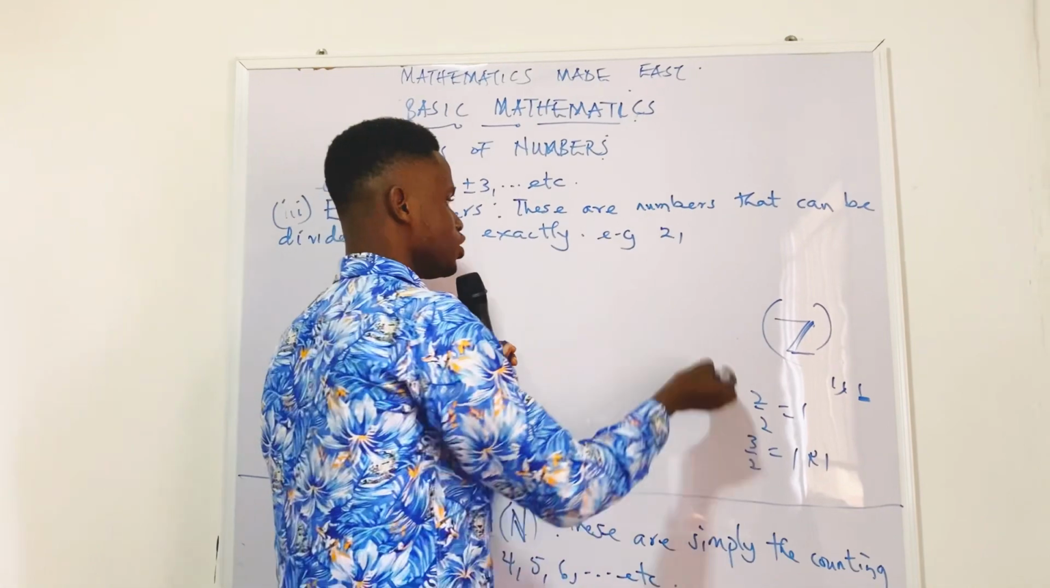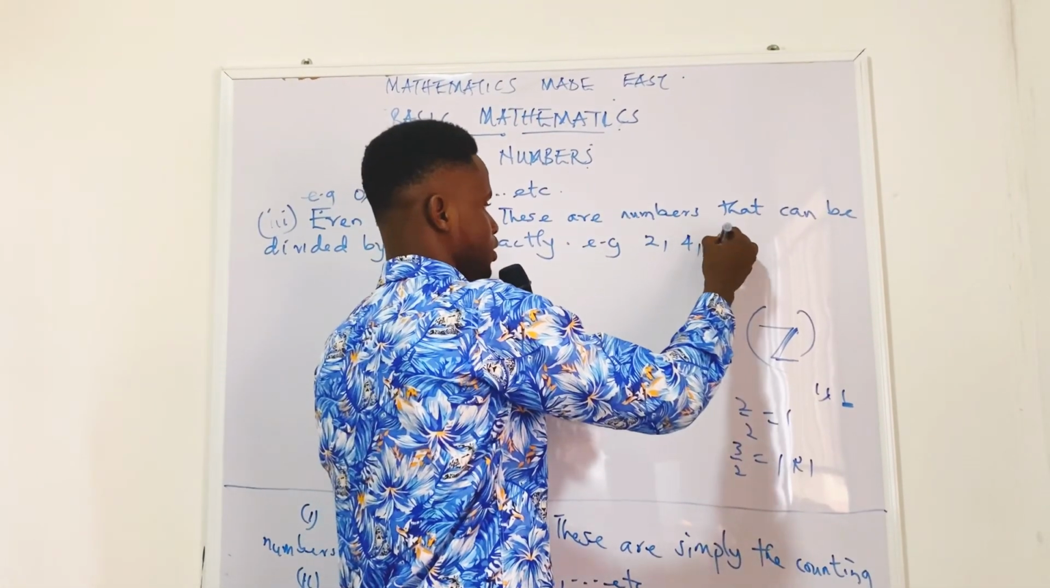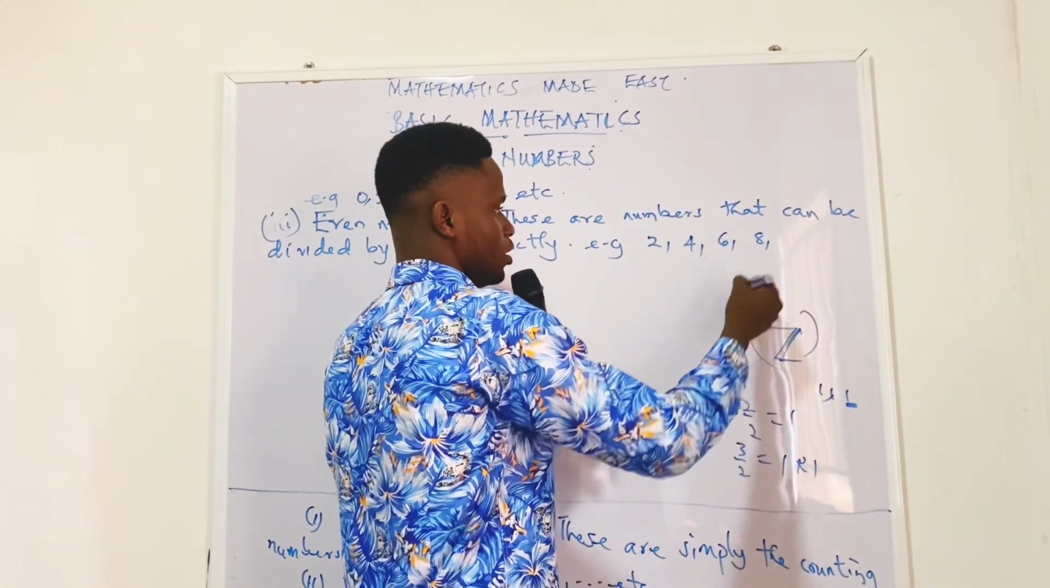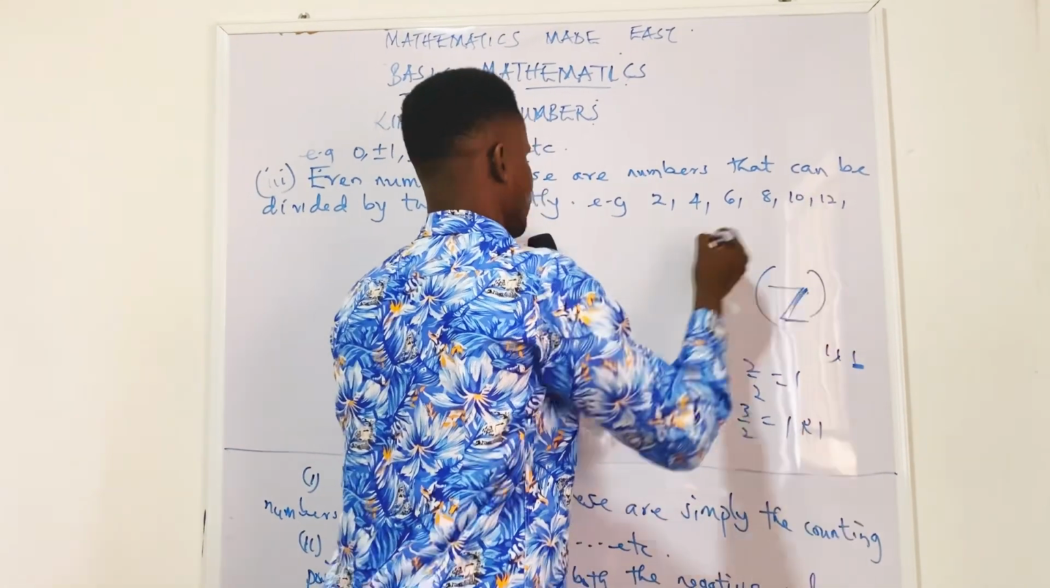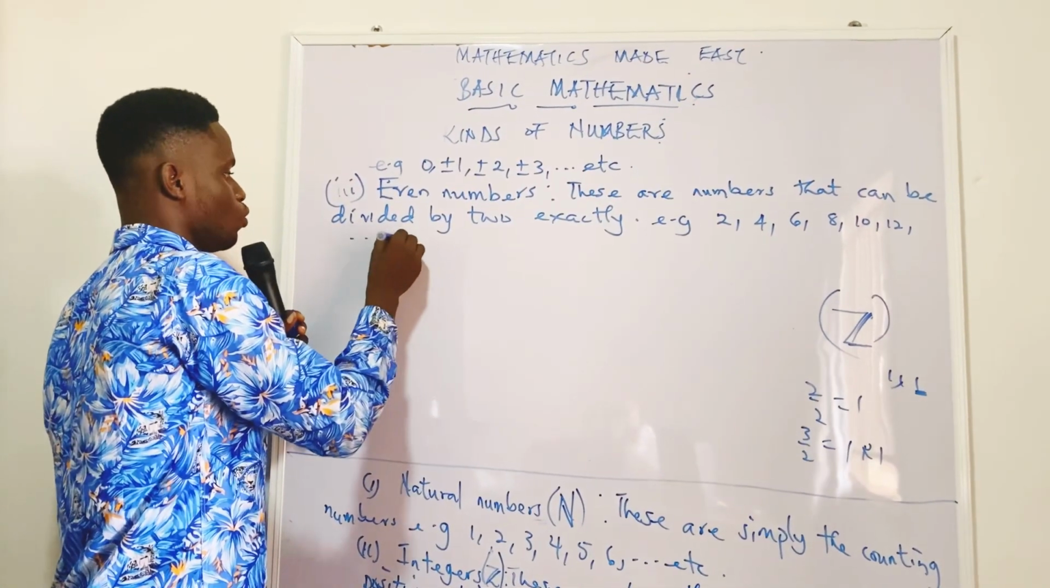And you realize that the next one should be 4, the next one should be 6, the next one should be 8, the next one will be 10, 12, and so on like that.